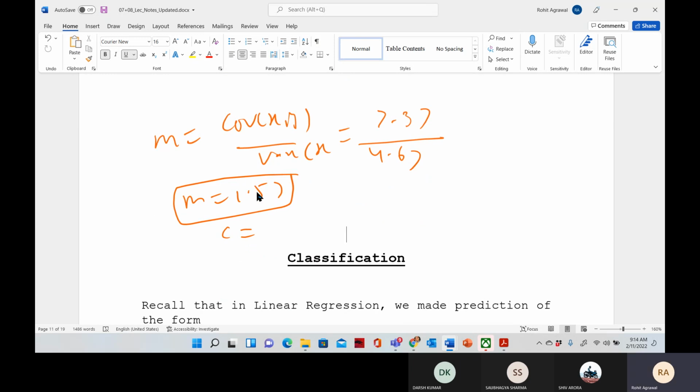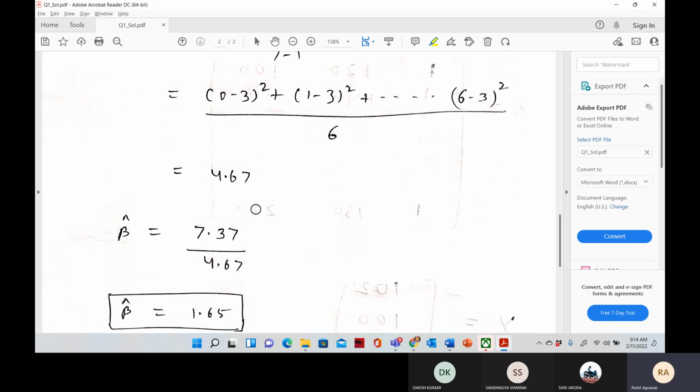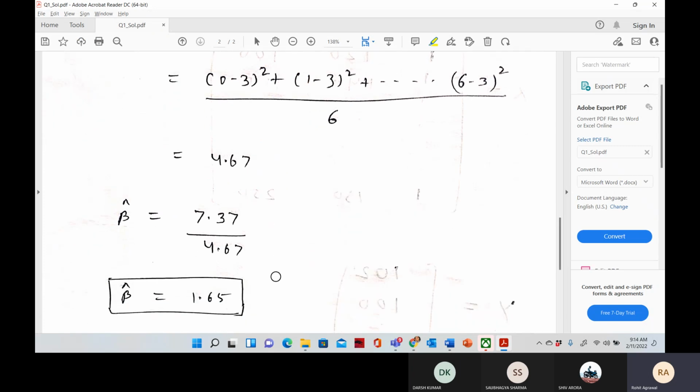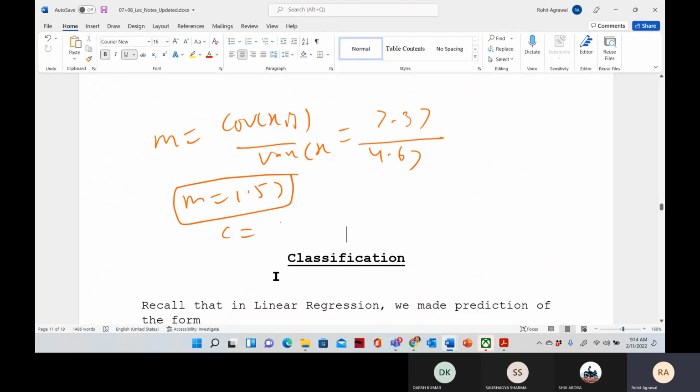that is the question, what will be the c value. Sir, 1.5 is coming. 7.37 divided by 4.67, let me check. In my solution it is written, okay, calculator, yeah, 7.37 divided by 4.67, it is 1.57, right?